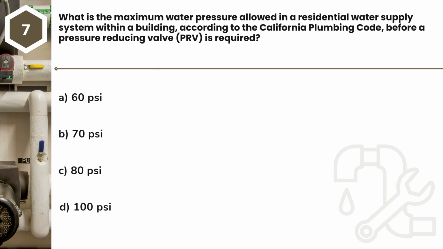Question 7. What is the maximum water pressure allowed in a residential water supply system within a building, according to the California Plumbing Code, before a pressure-reducing valve, PRV, is required? A. 60 psi. B. 70 psi. C. 80 psi. D. 100 psi.